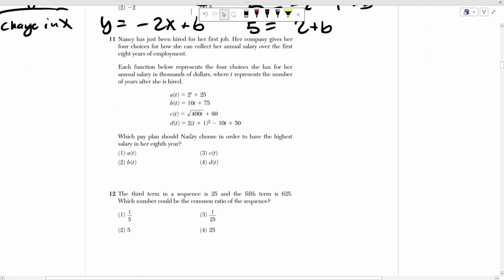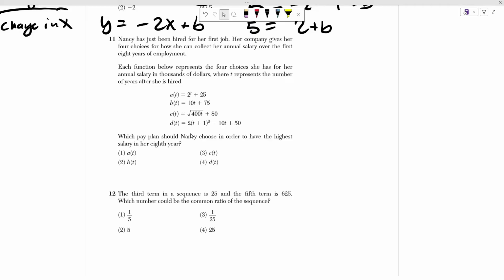So, moving on to number 11, it says Nancy has just been hired for her first job. Her company gives her 4 choices of how she can collect her annual salary over the first 8 years of employment. The function below represents the 4 choices she has for her annual salary in thousands of dollars, where T represents the number of years she is hired. Which pay plan should she choose in order to have the highest salary in her 8 years?